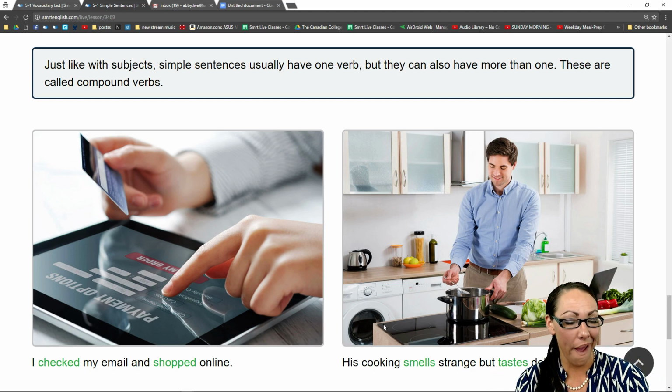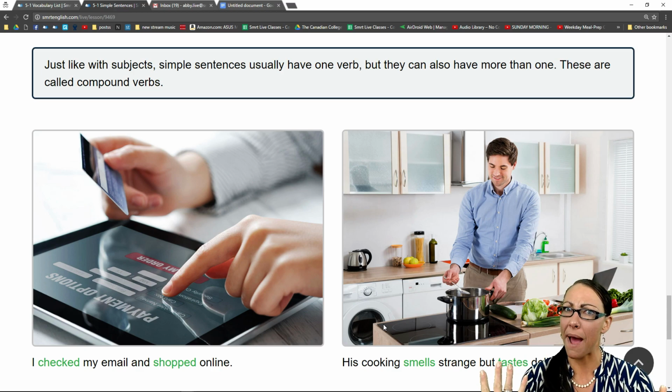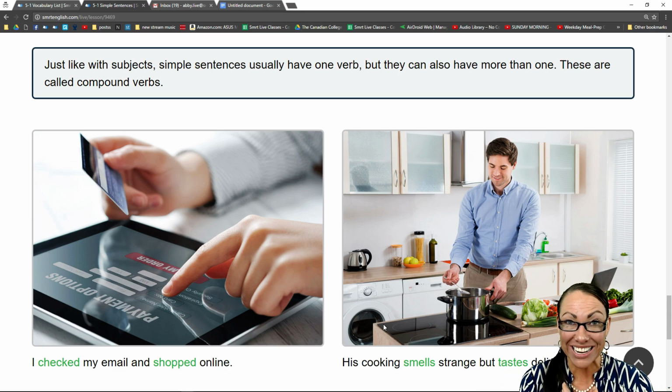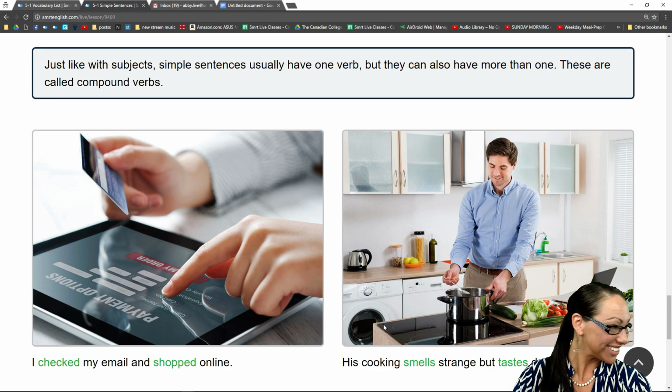In a like way, I would say don't always judge food simply by the smell. Because sometimes in my experience, and again, trying different kinds of foods and cuisine, his cooking smells strange, but it tastes delicious. So here once more are two verbs for our compound verbs, smells and taste. All right?